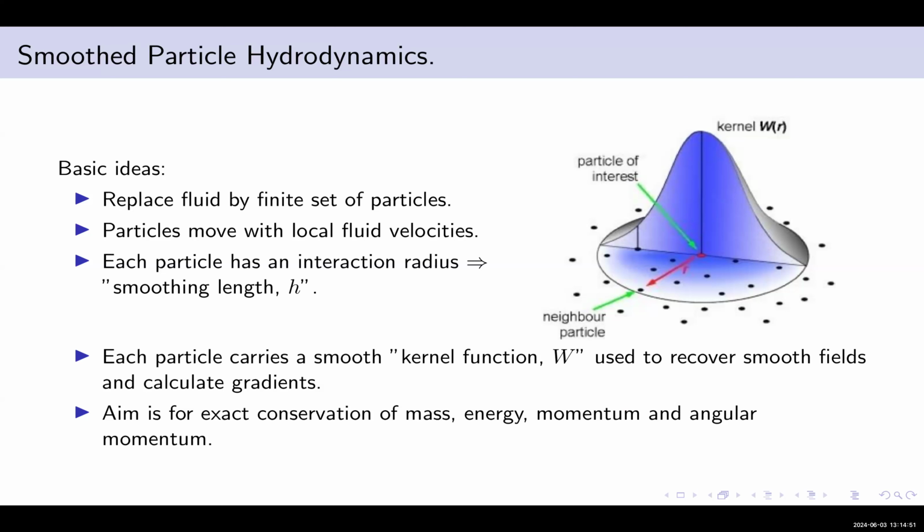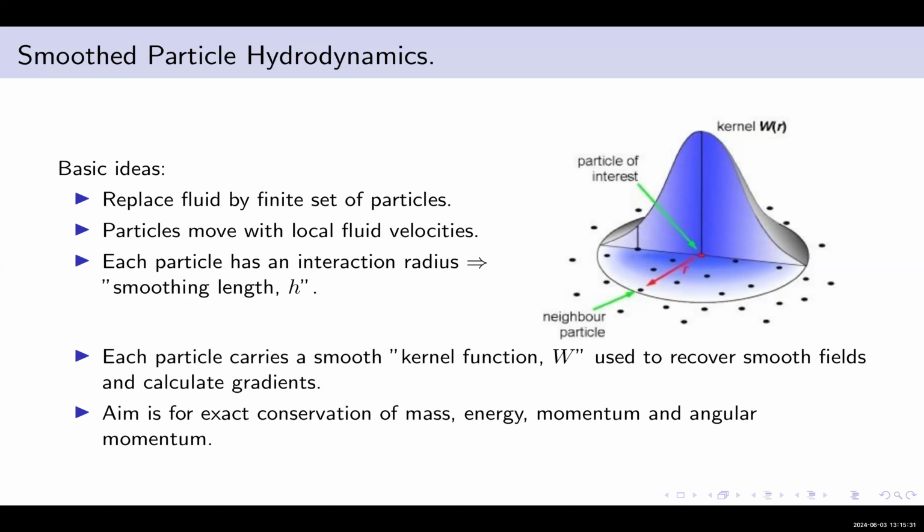So what is the idea behind smoothed particle hydrodynamics? The basic idea is that you replace the fluid by a finite set of particles. So instead of discretizing your matter on a grid, you say, okay, let me just divide it into a finite set of particles. And we try to keep the particle masses about the same, so that there's not too much of a discrepancy between them. And those particles are then allowed to move with the local fluid velocities.